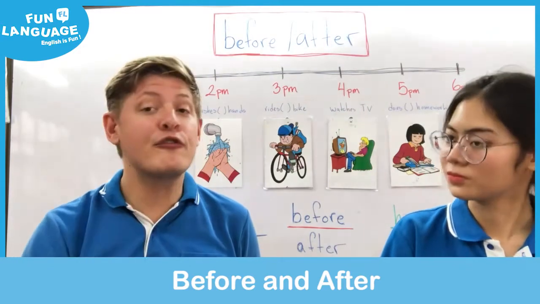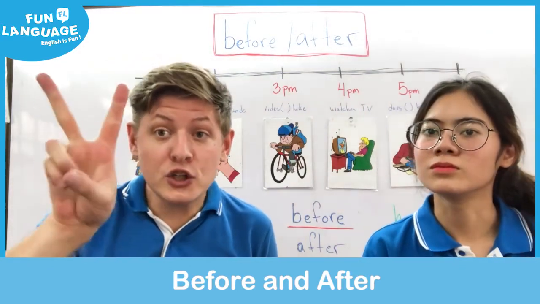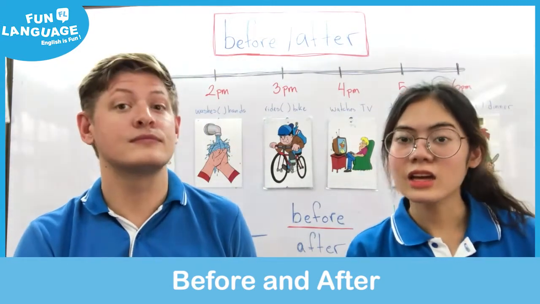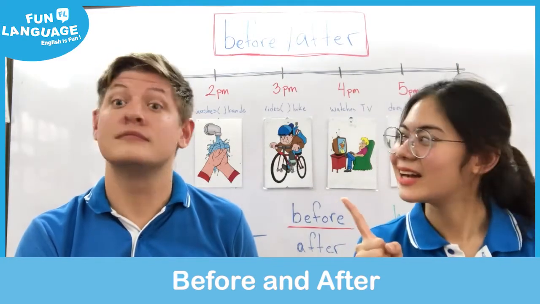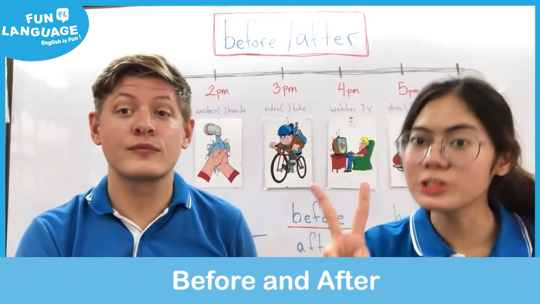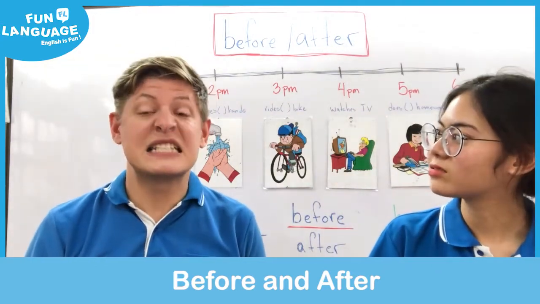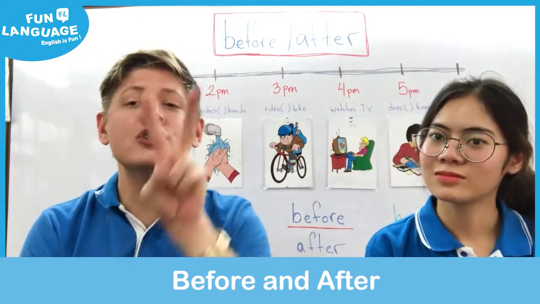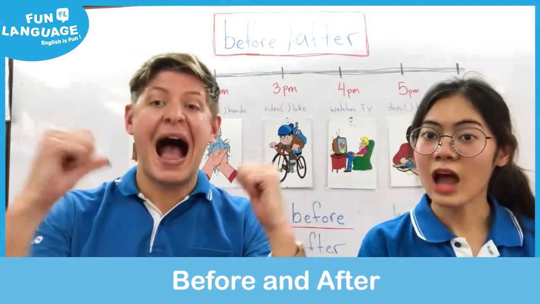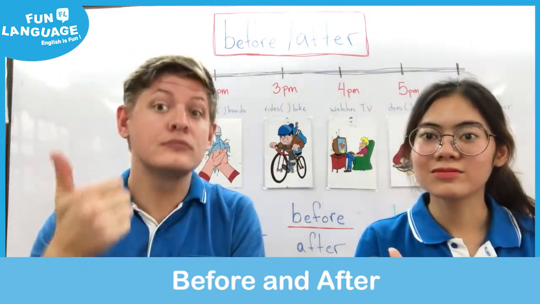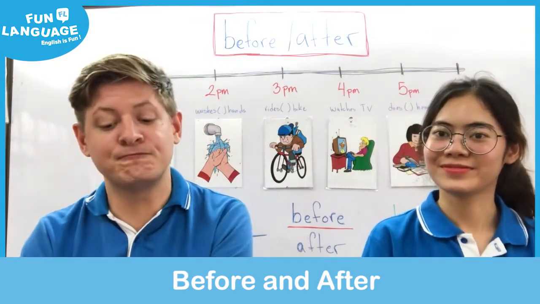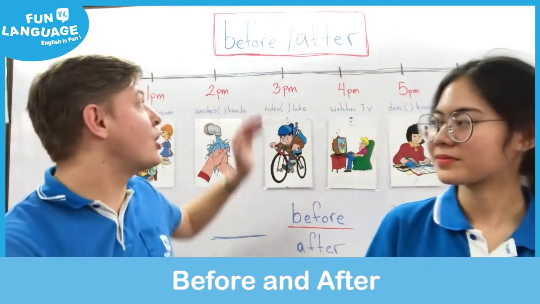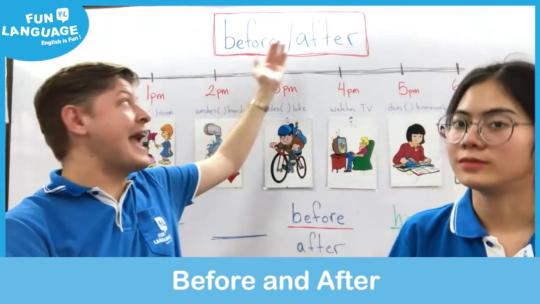What two foods do you like? I like chicken and pizza. Peter, what two foods do you like? I like spaghetti and ice cream. So now I want to know, what two foods do you like? Very good. Delicious. Okay, so today we are going to be talking about before and after.